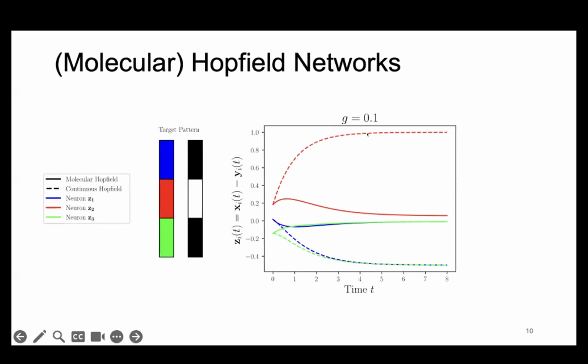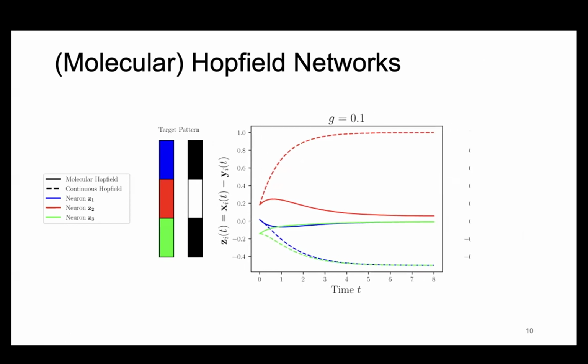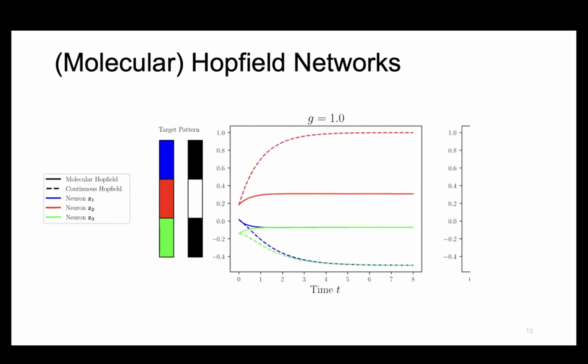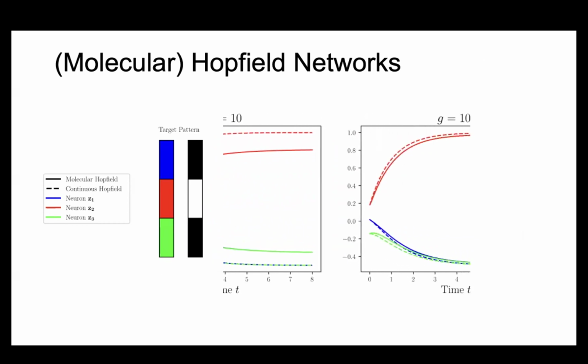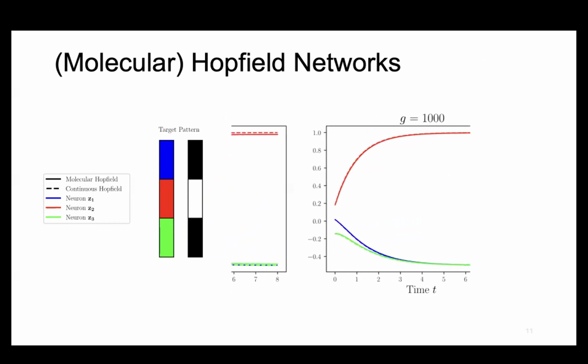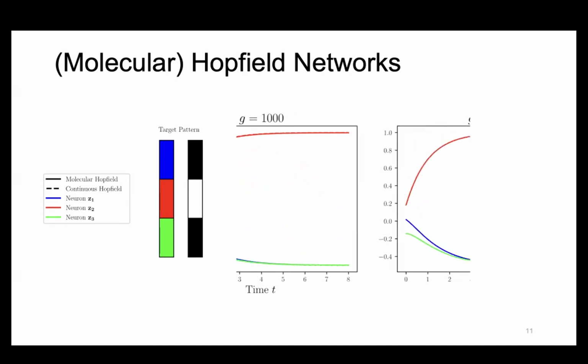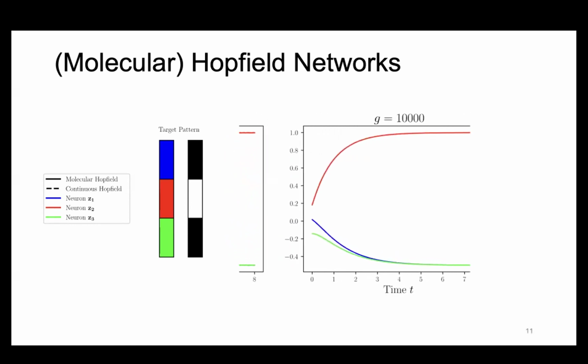So we have in dotted line the simulation of the Hopfield network, and in plain line the simulation of our molecular Hopfield network. We have a simple network with only 3 neurons and one patterned memory. And what we will do is increase the sequestration level to see how the simulations compare to each other. So by increasing the sequestration level, we realized that the molecular Hopfield actually converges. So its ODE solution converges exactly toward the solution of a Hopfield network.